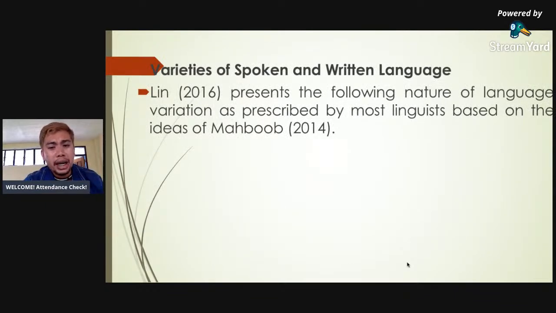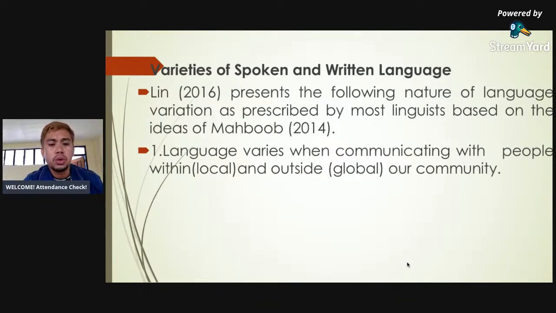Now, varieties of spoken and written language. Lynn 2016 presents the following nature of language variation as prescribed by most linguists based on the ideas of Mabu 2014. 1. So this is now the first nature of language. 1. Language varies when communicating with people within local and outside global community. So magkakaiba yung ating language when we communicate with people within our community or outside local.